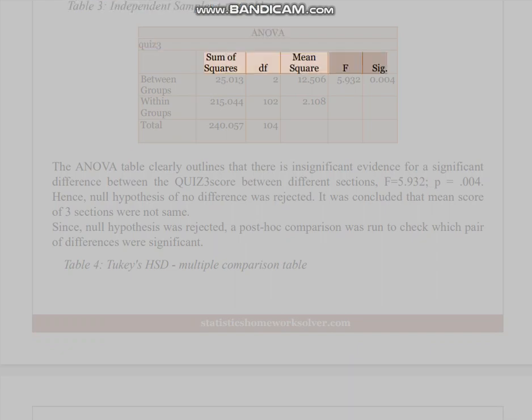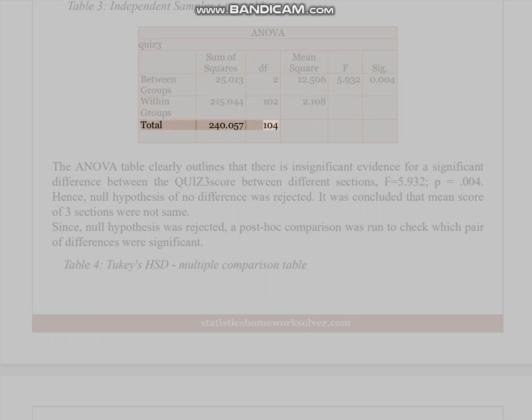Table 3, ANOVA table. ANOVA Quiz 3: Sum of squares, df, mean square, F, Sig. Between groups 25.013, df 2, mean square 12.506, F 5.932, Sig. 0.004. Within groups 215.044, df 102, mean square 2.108. Total 240.057, df 104.